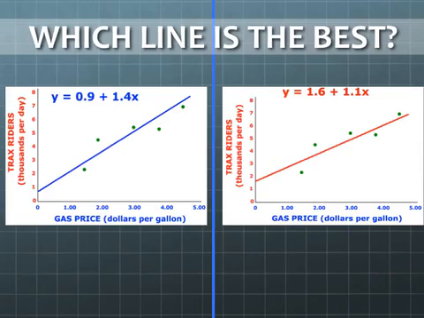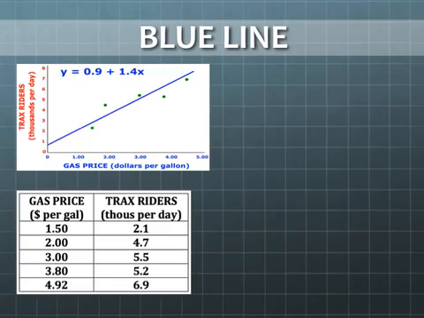Let's start with the blue line. Using the equation we've been given, we can calculate the fitted values. If I plug in 1.5, that is $1.50, into the blue equation, I get y equals 0.9 plus 1.4 times 1.50. Remember that you do the multiplication first, and then add 0.9 to the product. This works out to be 3. Continuing this process, I get fitted values for every data point.